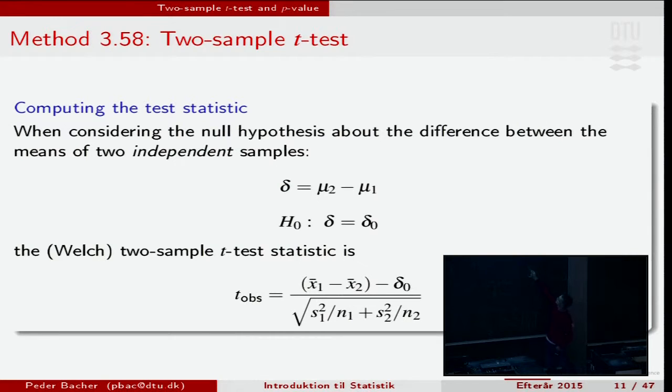So we take the difference in observed mean minus delta zero, which is usually just zero, divided with square root of the sample standard deviation divided by number of observations, n, for one sample and for the other. So then we get the t statistic which follows this distribution, and then we go out and say, what's the probability of observing a value in that distribution which is above the one that we actually observed?